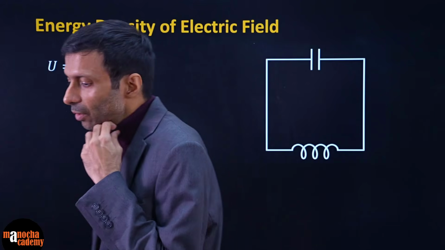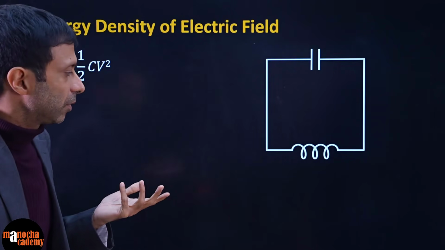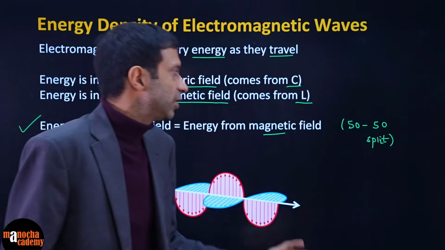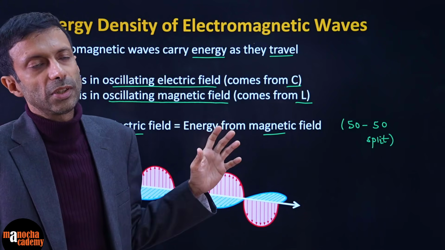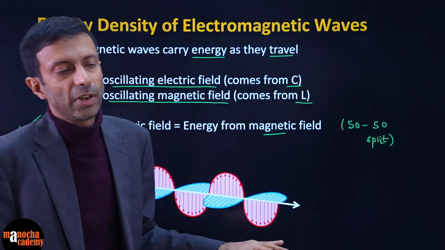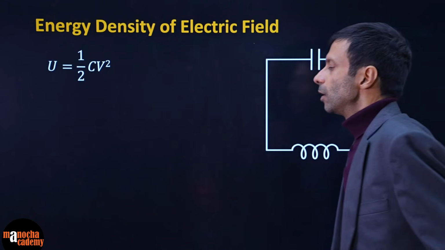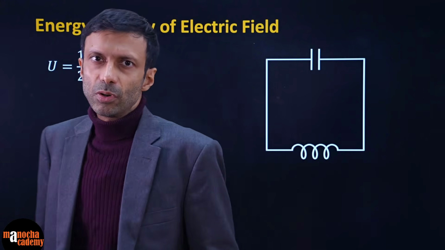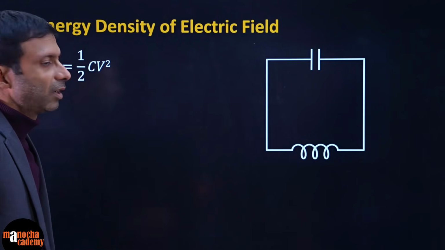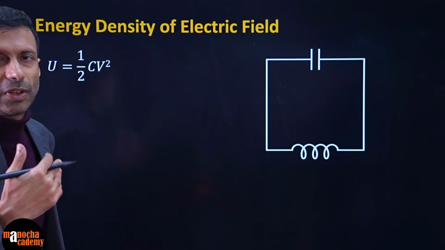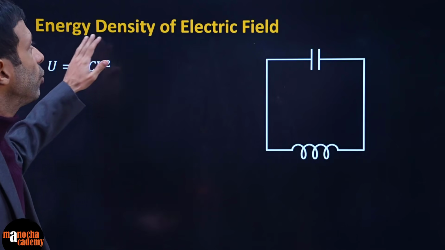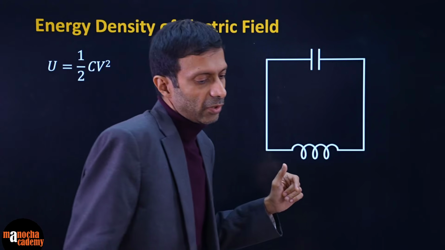Now let's work out the formulas. Suppose the energy was 10 joules, then it will be 5 joules from the magnetic field and 5 joules from the electric field. That's the idea of half-half. Now what is the formula? Don't worry, these formulas are not very easy to learn, but we'll see the derivation also, how you work out the energy density of the electric field.